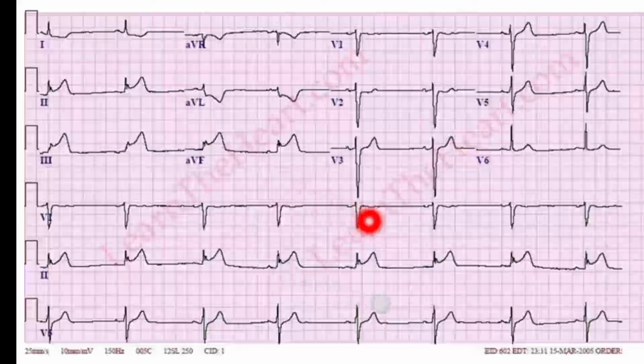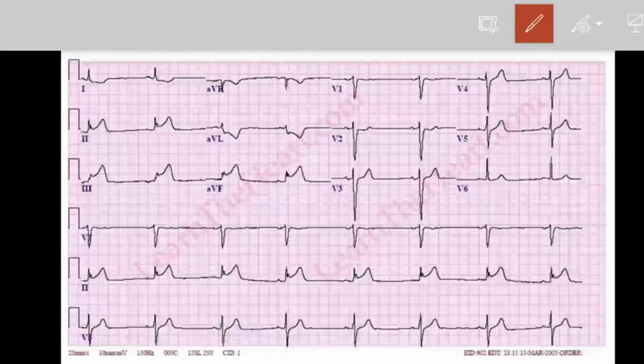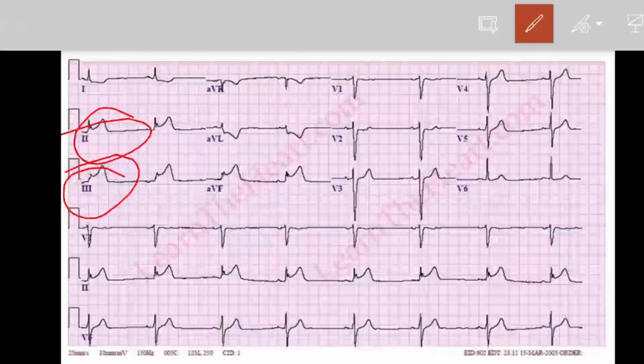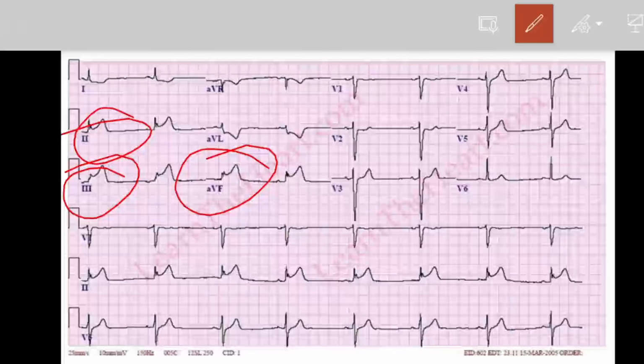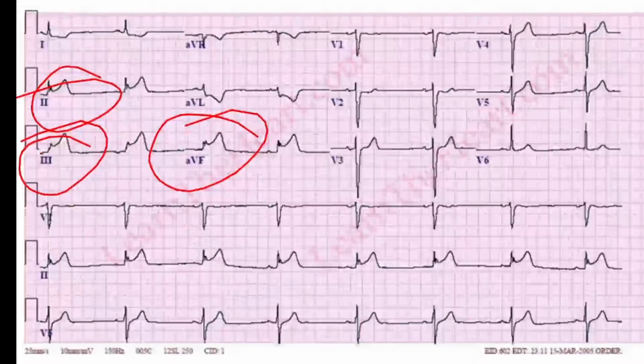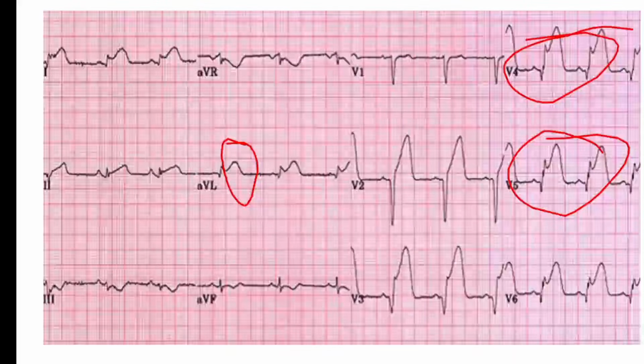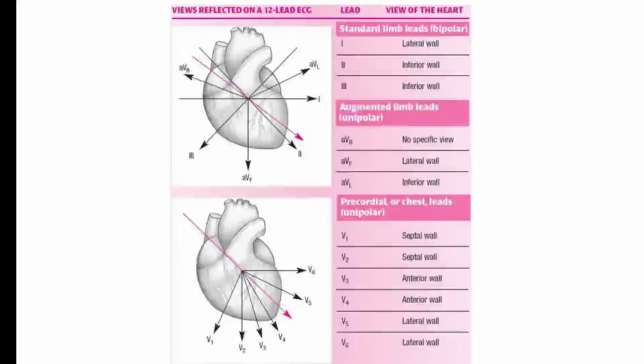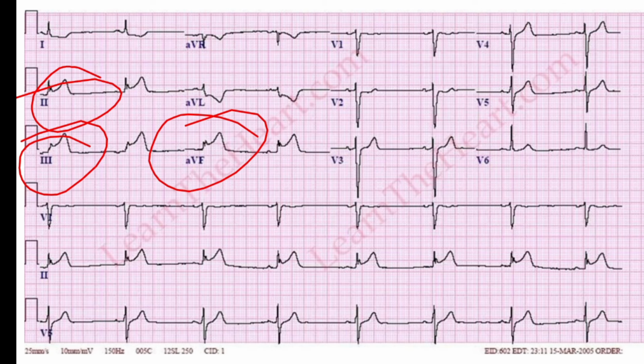Next, if you see this ECG, you can see the inferior area, in lead 2, lead 3, AVF, there is ST segment elevation. So that denotes it is an inferior wall MI. By remembering all the leads and which area of the heart they denote, like V1, V2 denote the septal wall, you can easily interpret the ECG and tell which aspect of the heart is affected or damaged.